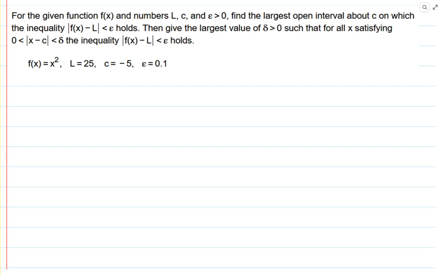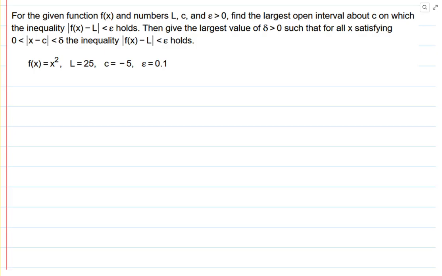Okay, all right. So we have all kinds of things. I have to read it now. For the given function f of x and the numbers L, C and epsilon greater than 0, find the largest open interval about C on which the inequality, the absolute value of f of x minus the limit, is less than epsilon holds. Then give the largest value of delta. All right, okay, here we go.